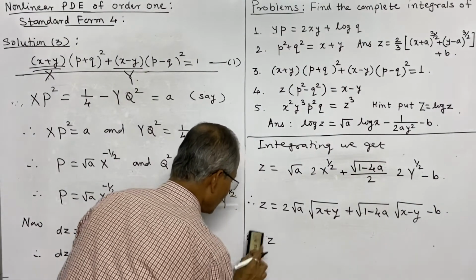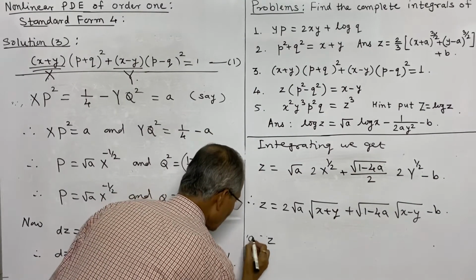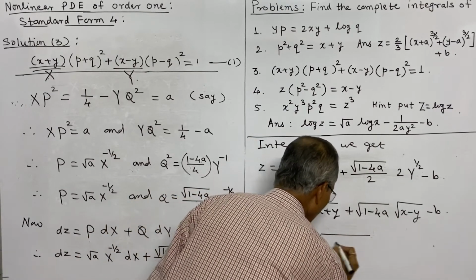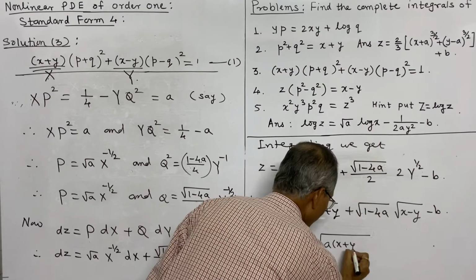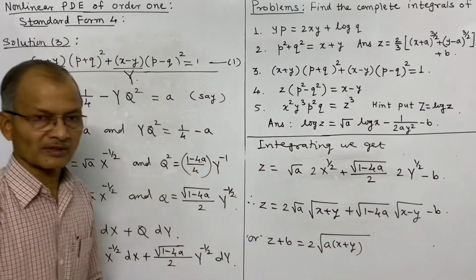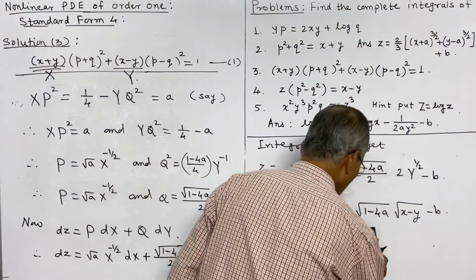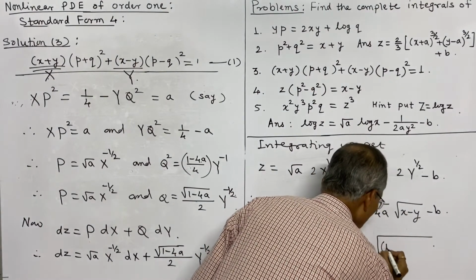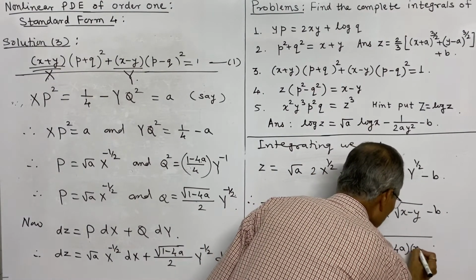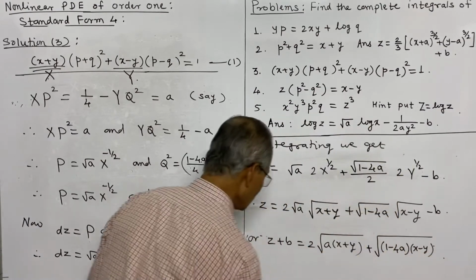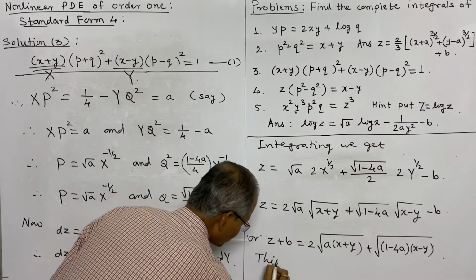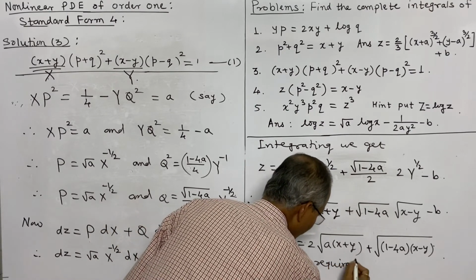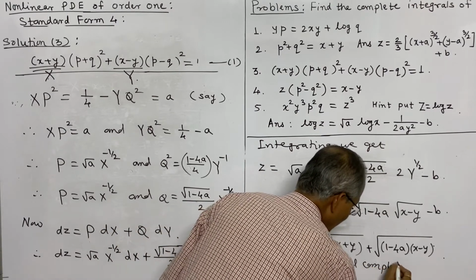z plus b is equal to twice into under root a into x plus y. We have taken these two terms in the same root sign, plus under root 1 minus 4a into x minus y. This is the complete integral. This is the required complete integral.